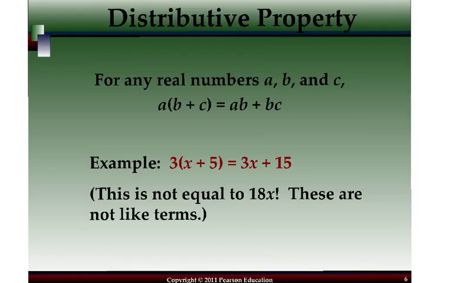Distributive property. Distributing means we're going to distribute this term to both of these across the set of parentheses. As you see in this example here, we multiplied the 3 to the x and then the 3 to the 5 to get 3x plus 15. And then remember, these two terms that we end up getting here, the 3x plus 15, we cannot add those together because they are not like terms. So this is where we would stop in our problem solving.